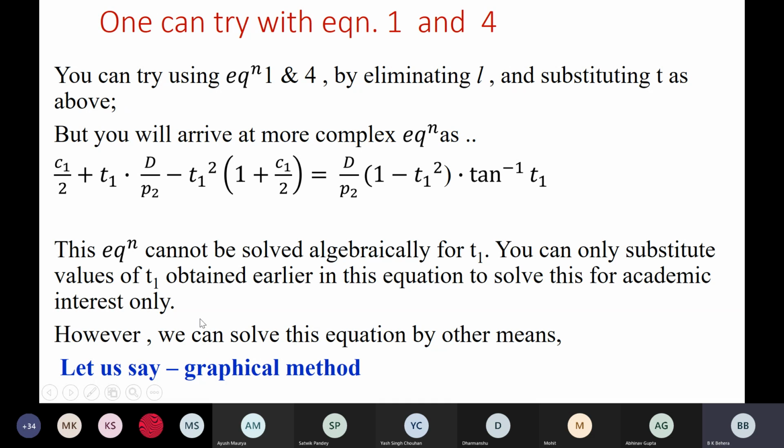However, we have other means to solve this equation. If you cannot solve it algebraically, graphically we can do this. How can we do this graphically? Just have a look.